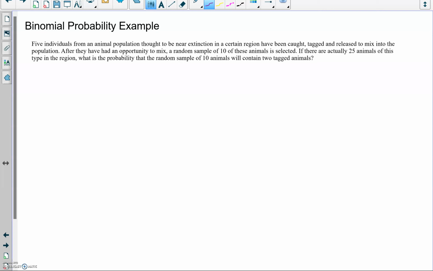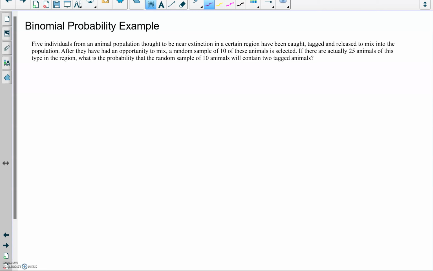Binomial probability example. Five individuals from an animal population thought to be near extinction in a certain region have been caught, tagged, and released to mix into the population. After they have had an opportunity to mix, a random sample of 10 of these animals is selected. If there are actually 25 animals of this type in the region, what is the probability that the random sample of 10 animals will contain 2 tagged animals?